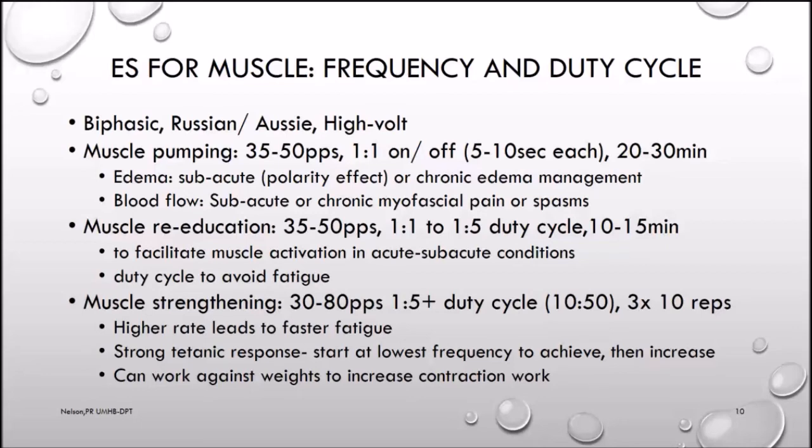Electric stim done for muscle, let's talk a little bit about the frequency and the duty cycle. My currents that I might choose would be biphasic, Russian or Aussie current, and high volt. For a muscle pumping action, I want to have 35 to 50 pulses per second. I'm going to use a 1-to-1 duty cycle, 1-to-1 on-off ratio, like 5 seconds on, 10 seconds off, and I'll do this for about 20 to 30 minutes.